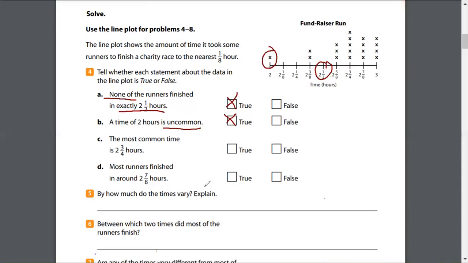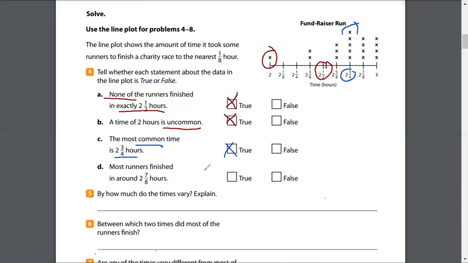Okay, C. The most common time is 2 3/4 hours. So when we go to 2 3/4 hours, we see there's 1, 2, 3, 4, 5 persons who ran the race in 2 3/4 hours. So that would be true because it's common because there's a lot of people doing it. Right. And the most people did it when we look over here too. It's the tallest one. Exactly. If we're going to use our words, we can know there's also a peak at 2 3/4 hours. Exactly. So that's one of your vocabulary words as well.